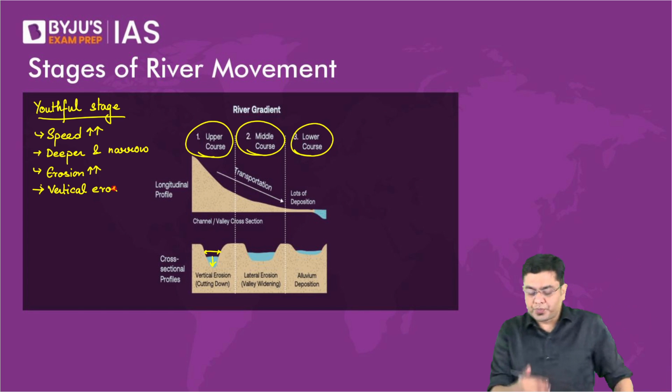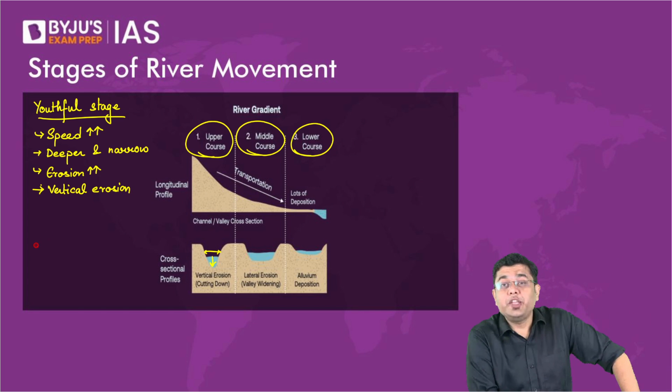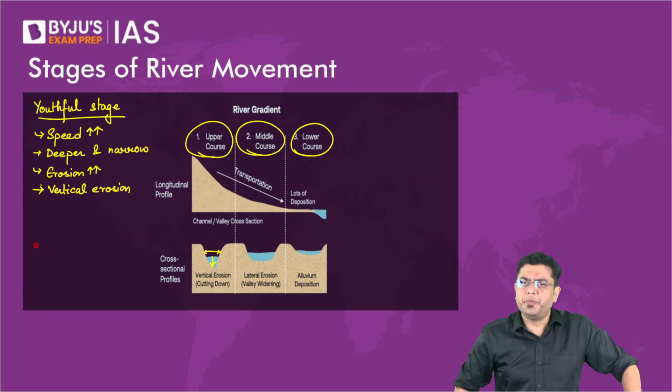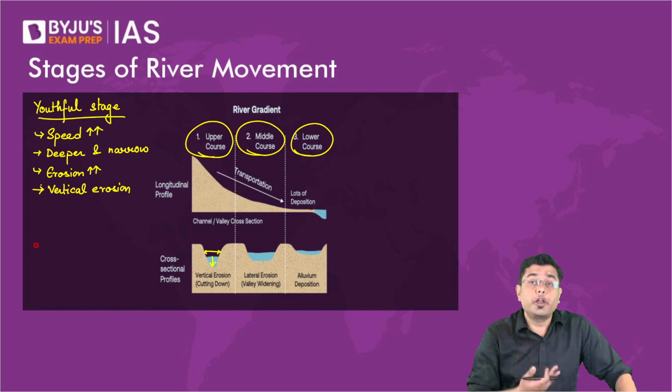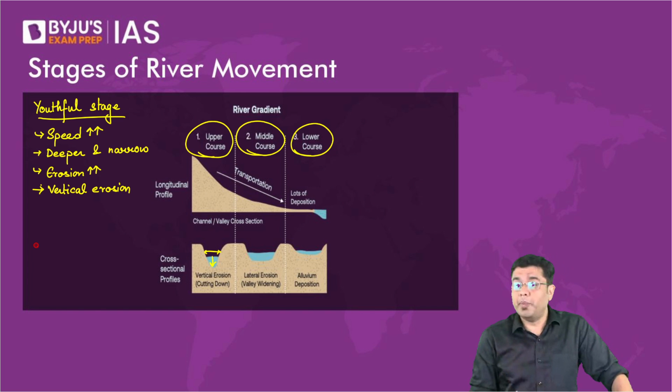Okay. So in this stage, mostly you have erosional landforms which are created. Only one individual depositional feature you will observe in the upper course, but mostly erosional features are what you will observe getting created. Valleys, gorges, waterfalls, all of them will be a common factor.